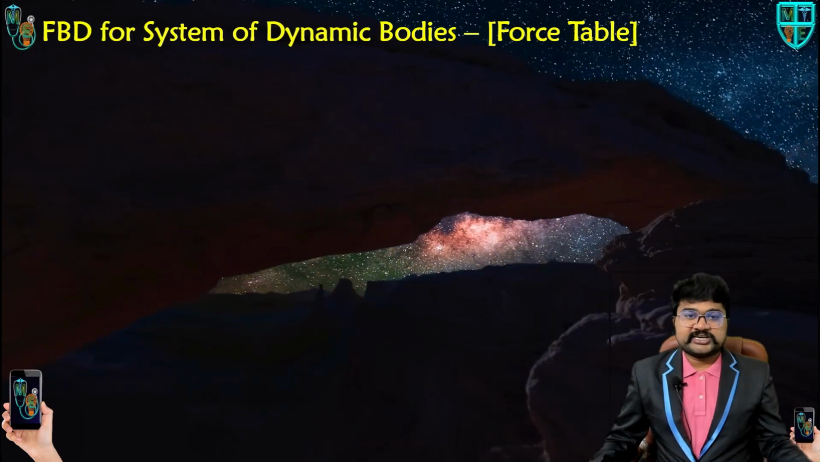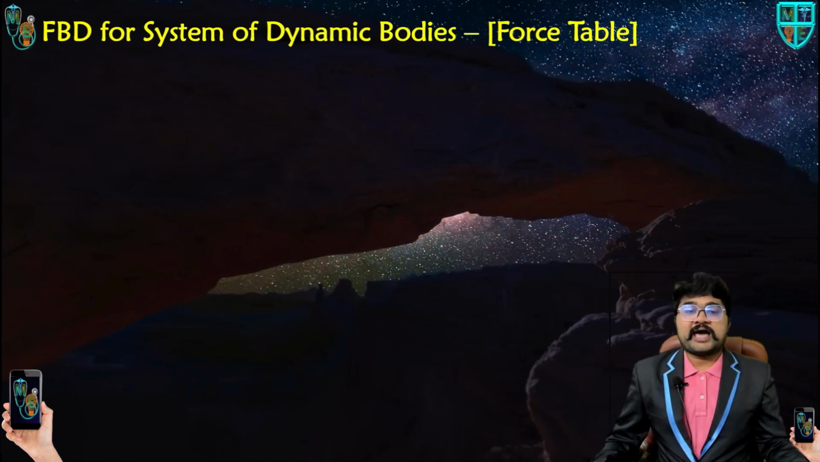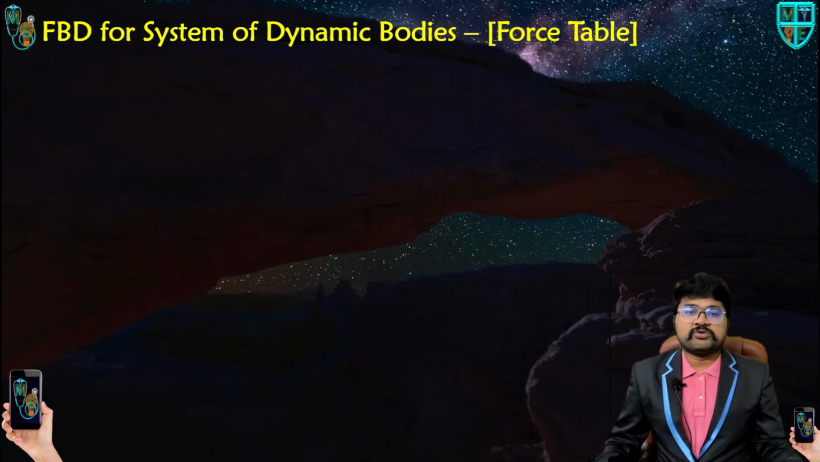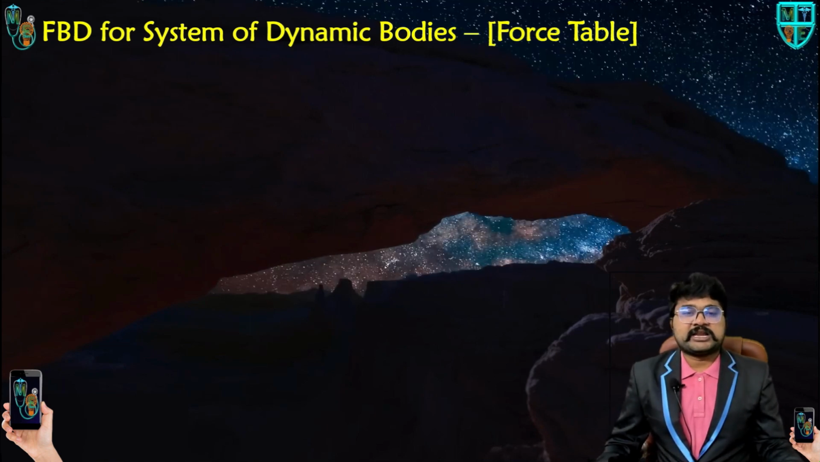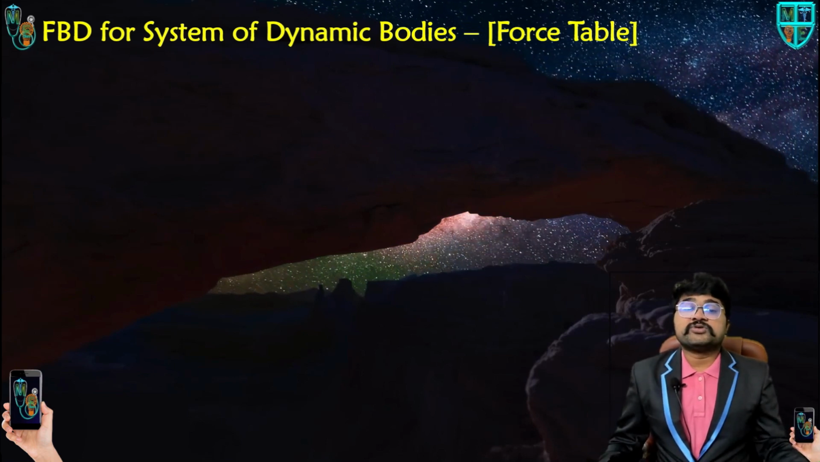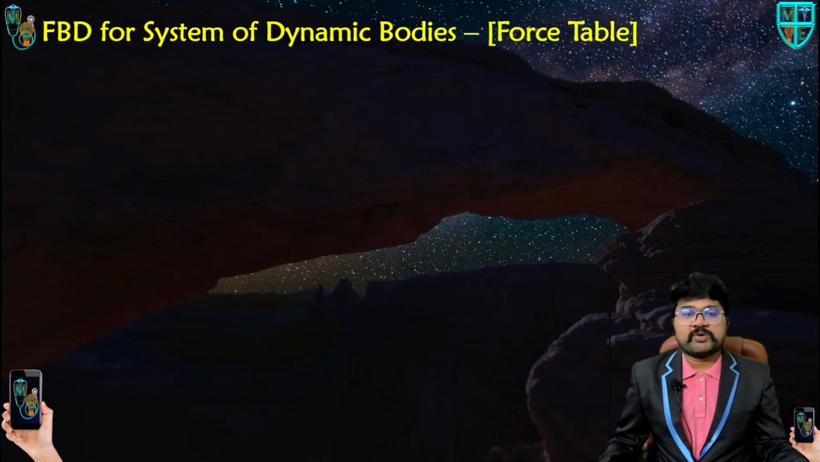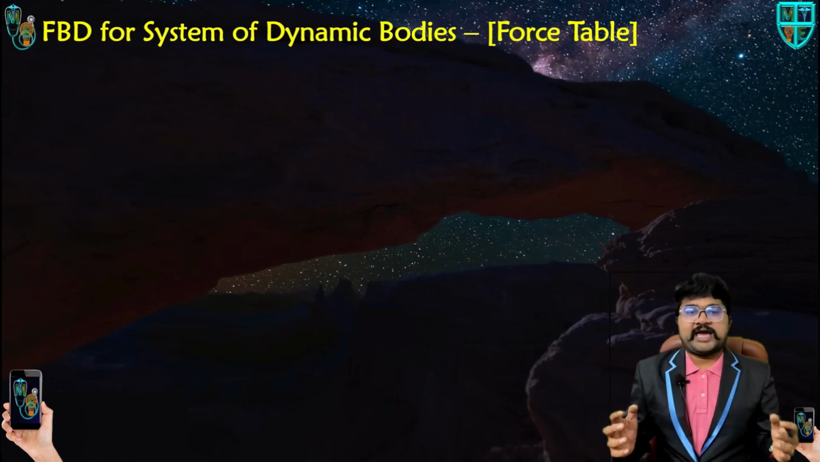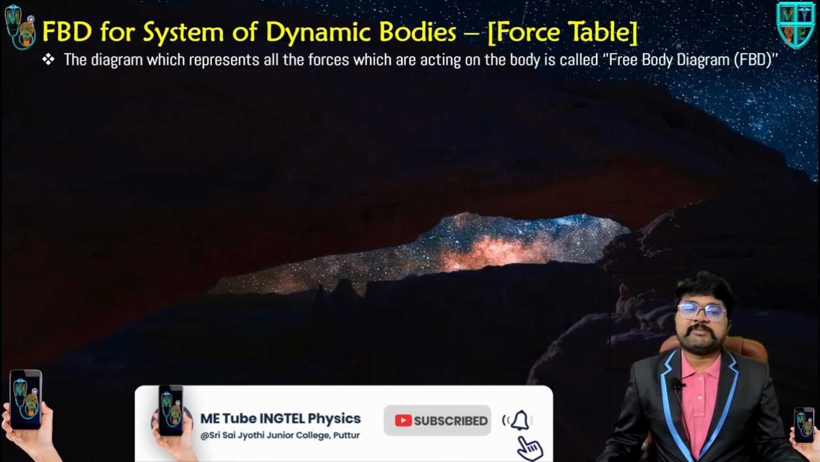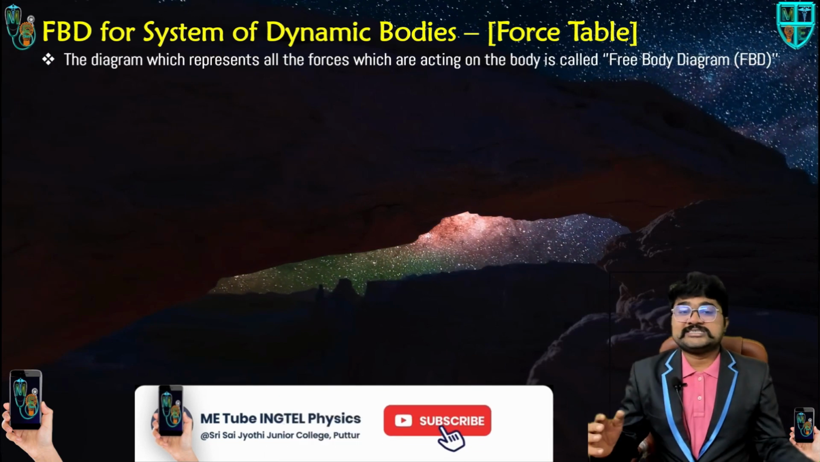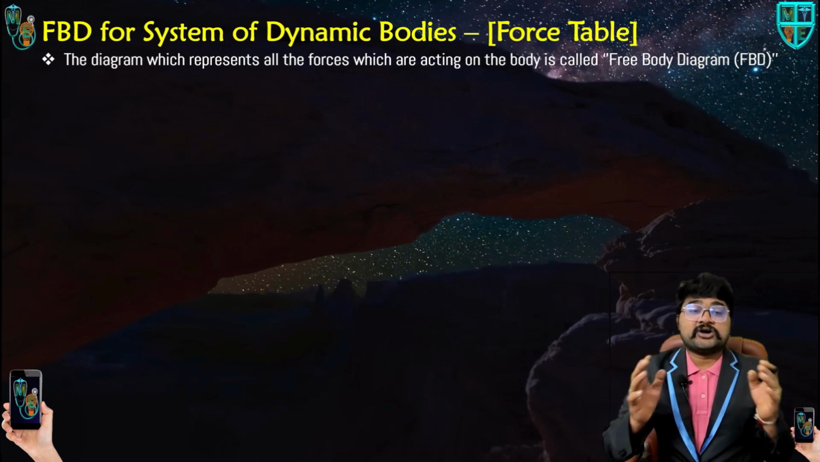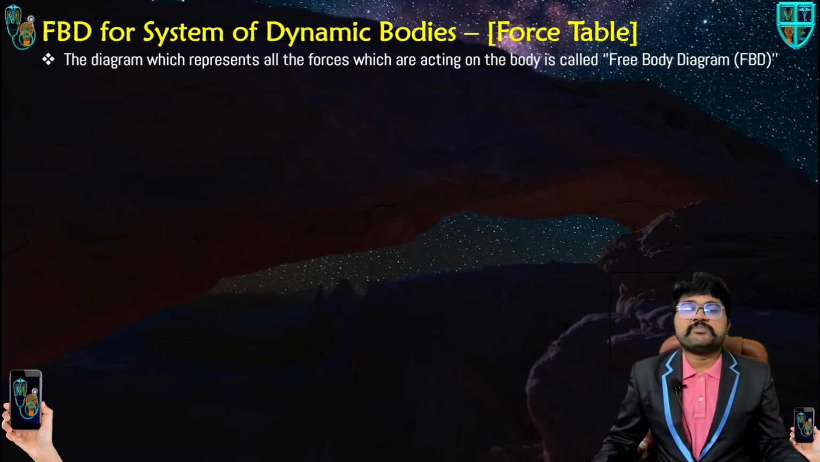For stress strain calculations, we need to draw a free body diagram for dynamic bodies. When the body is in motion, we draw a free body diagram. Then we can apply D'Alembert's principle in order to calculate the force acting along the axis of the wire, that is tension in the wire. Free body diagram is a diagram which represents all the forces which are acting on the body.